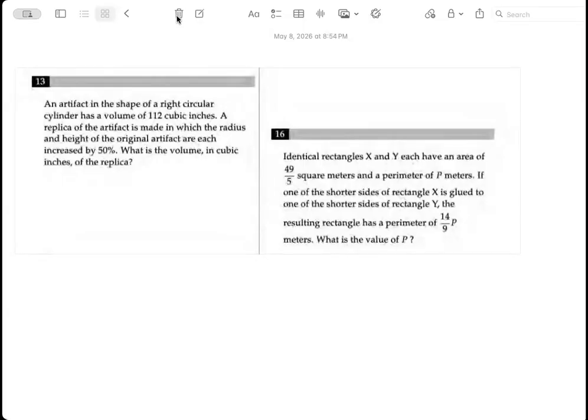Identical rectangles x and y have an area of this and perimeter of this. If one of the shorter sides is glued to one of the shorter sides of the other rectangle... I don't know, guys. Let's see how we do this.